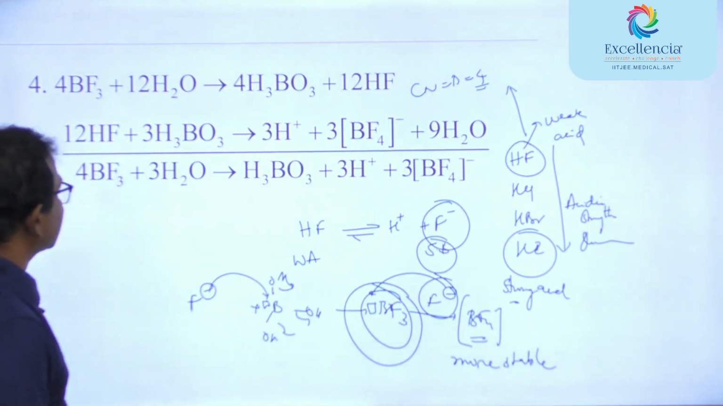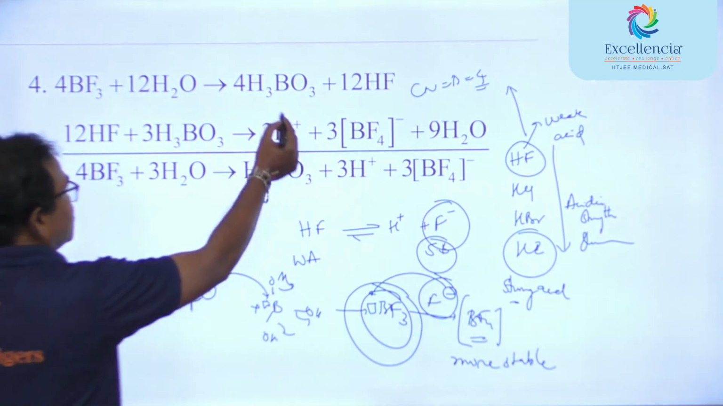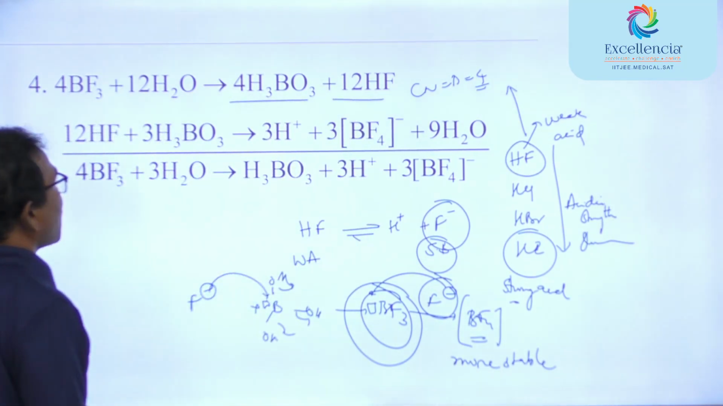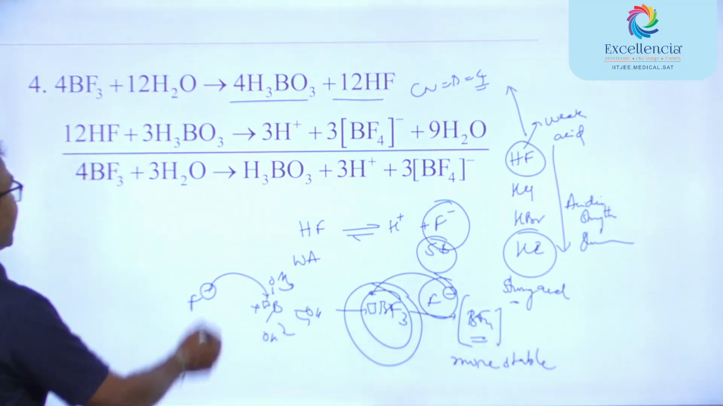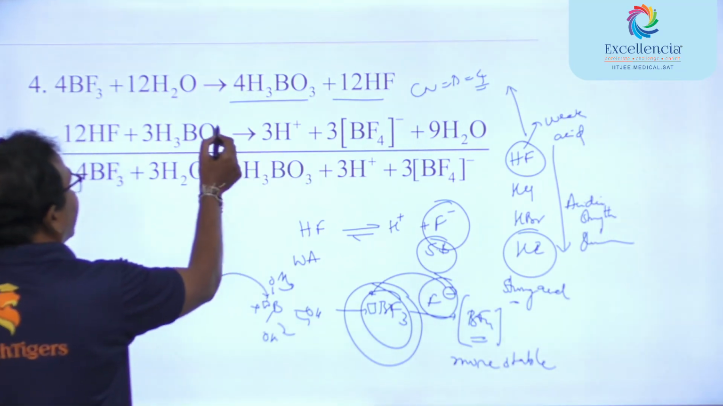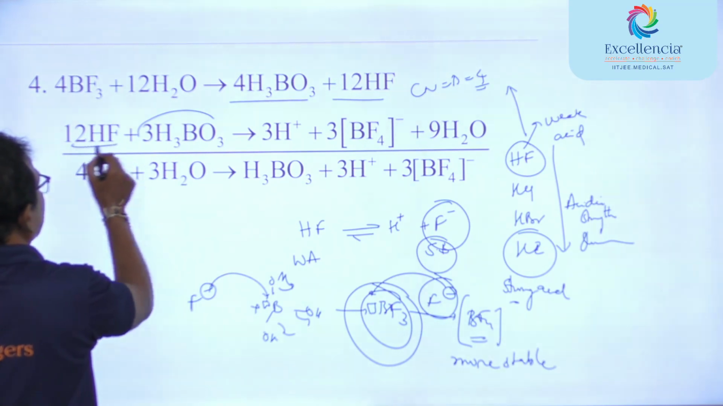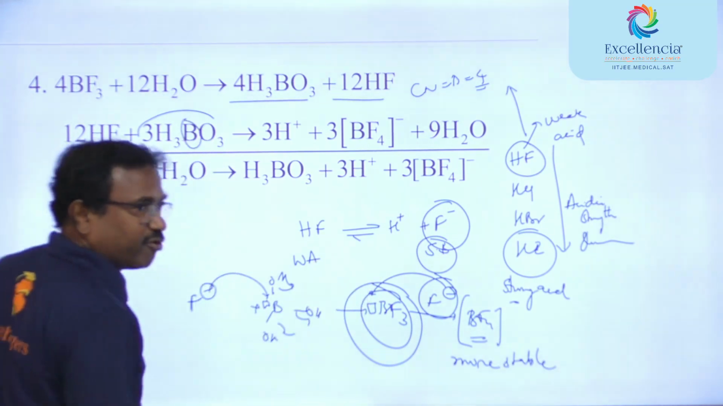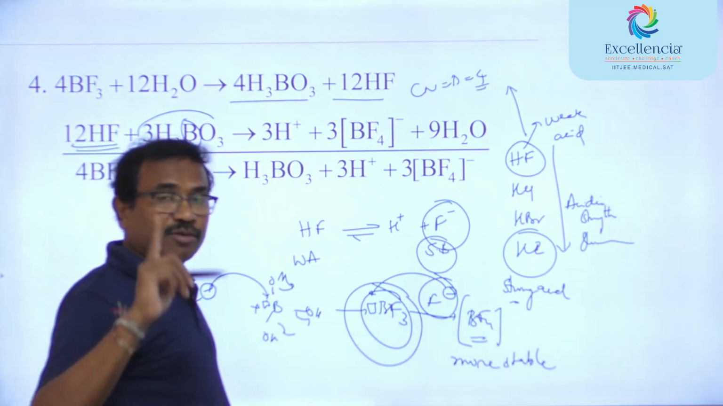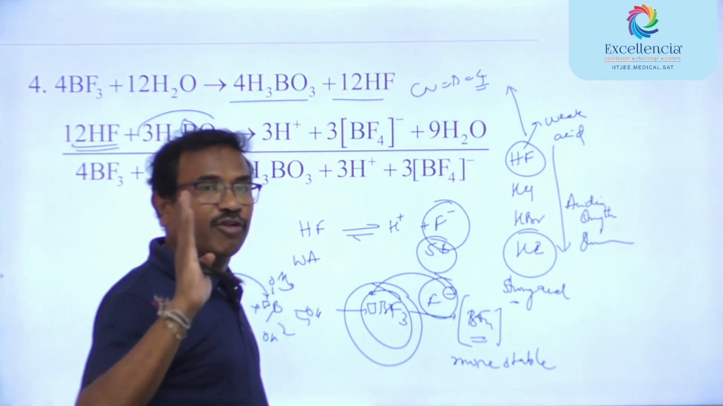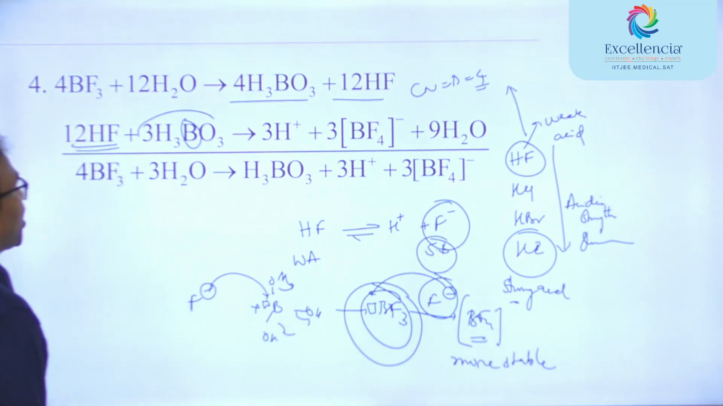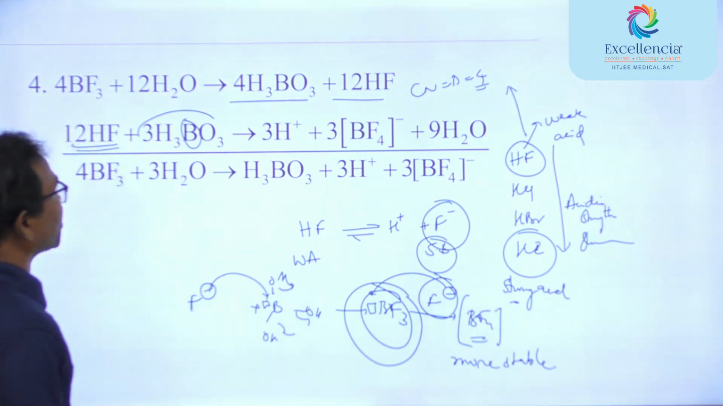So what is the point in this case now? Here, out of the boric acids, we have 12 fluorides. How many do we need? Each boron should convert to BF4, so each boron needs 4 fluorides. So if 4 fluorides are needed, definitely what is the possibility now?